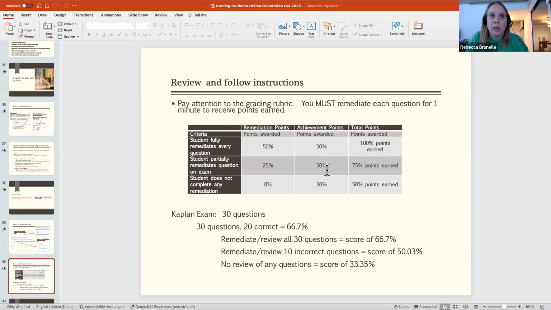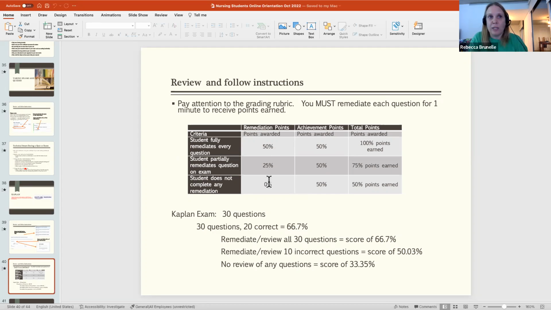You have to remediate on every question also. So even if you answer the questions correctly, you still need to go in and look at the information. So if you partially remediate, you get partial points. If you don't remediate at all, you only get 50%.